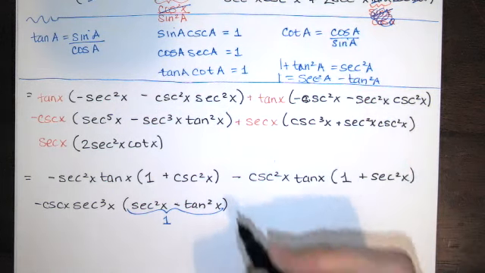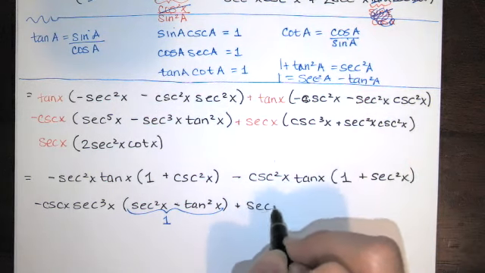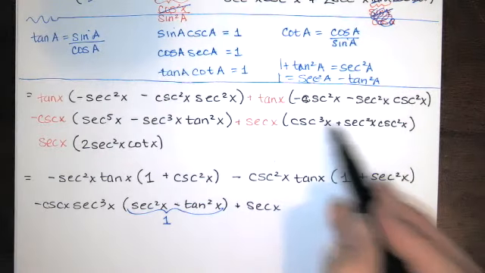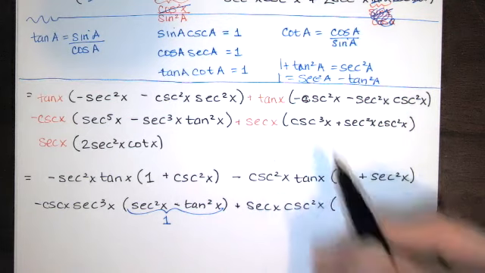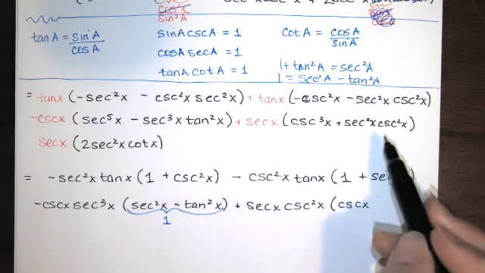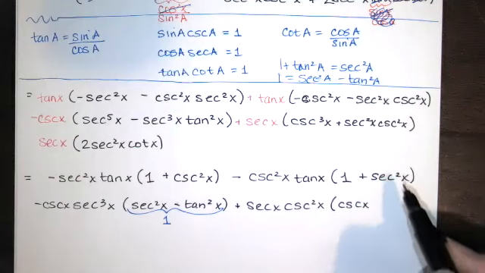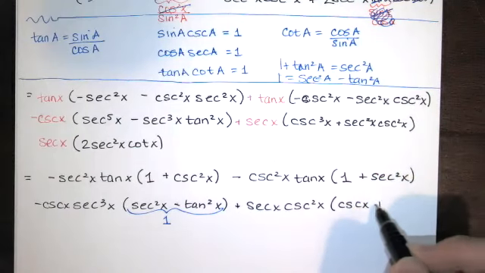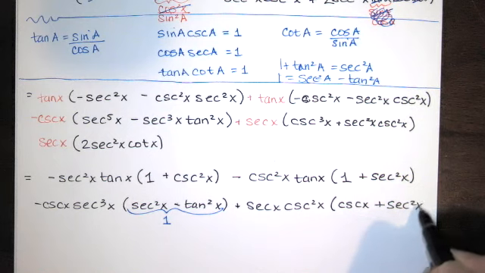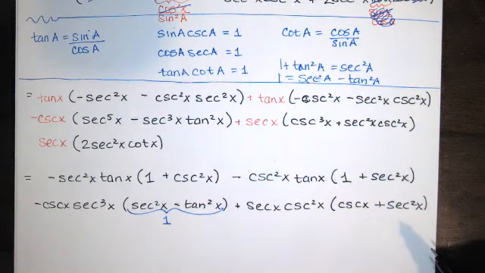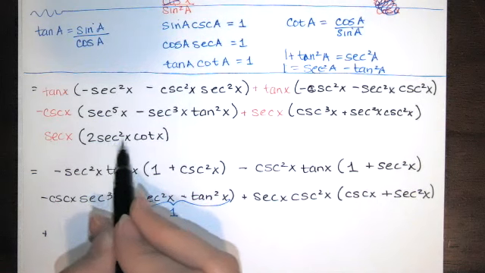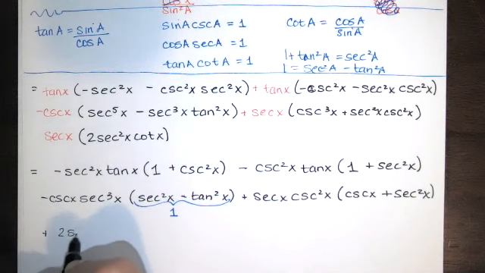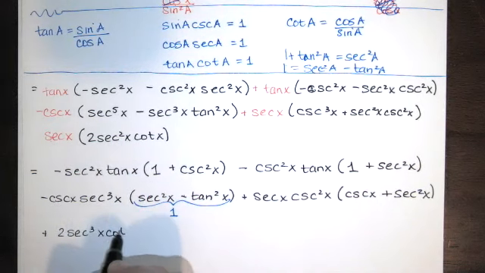Let's see if we have something similar happen over here. We've got a secant of x in the red, and then I see that these guys have a cosecant squared x in common. And then I'm left with an extra cosecant here and a secant squared there. And then we still have this last term. I guess I'll just distribute. I've got a secant and a secant squared, so that'll be 2 times secant cubed x times cotangent of x.